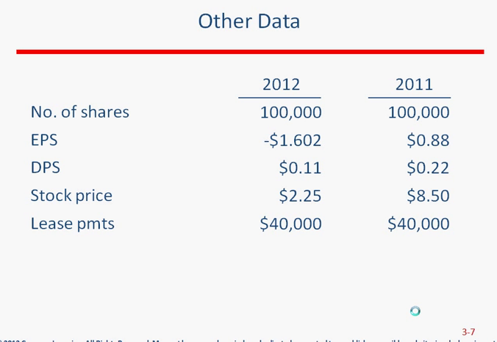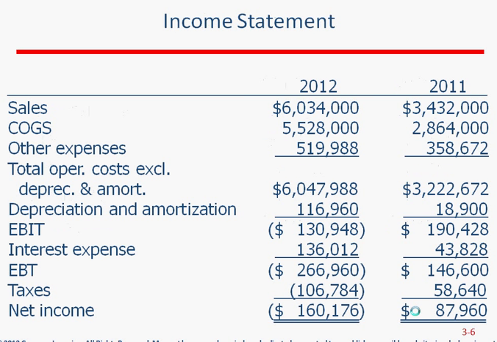Some additional data that would appear at the bottom of this income statement include that the number of shares outstanding were 100,000 in both years. No new stocks were issued. The earnings per share has fallen from 88 cents per share to negative $1.60, and that's found simply by taking the 100,000 shares into these two numbers. So we see the negative $1.60, and we see the positive approximately 88 cents by taking 100,000 into the 87,960.